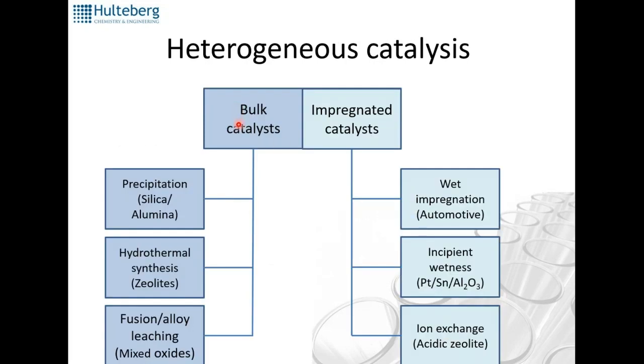We can break it down again. So we have bulk catalyst to the left, can be formed by precipitation, hydrothermal synthesis, or some kind of fusion alloy leaching. And then we have the impregnated catalyst, where we start with pre-shaped bodies of, for instance, aluminum oxide. We add the actual noble metal, for instance, via either wet impregnation or incipient wetness impregnation. And then you have also ion exchange for acidic zeolites, for instance.